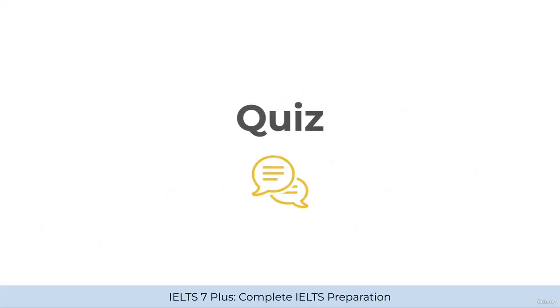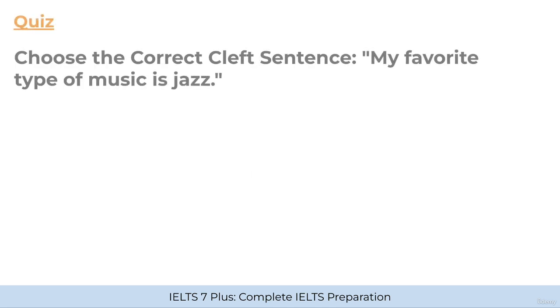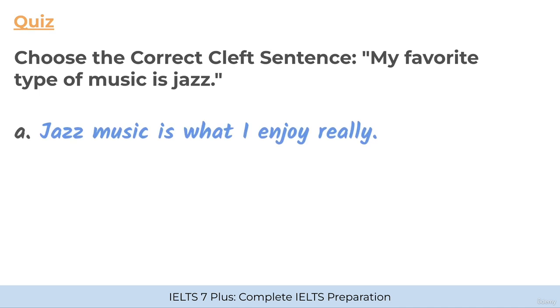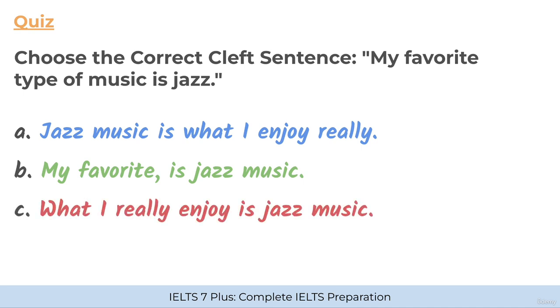Okay, let's finish off today with a short quiz to see how confident we are with this area of English grammar. So we have a question. Choose the correct cleft sentence for this sentence. So we need to change this one to become a cleft. My favourite type of music is jazz. Could we do jazz music is what I enjoy really? My favourite is jazz music. What I really enjoy is jazz music.